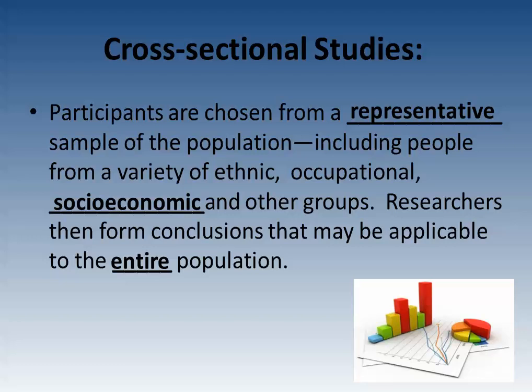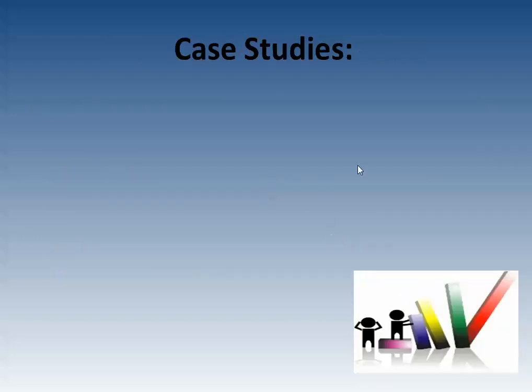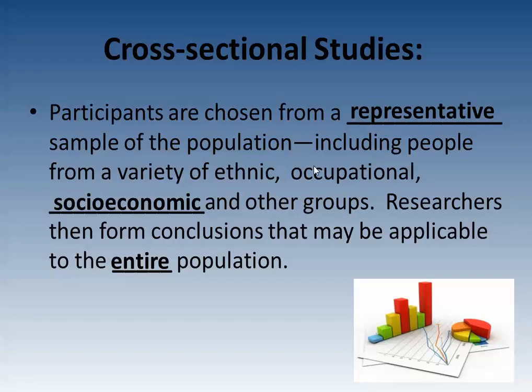Remember, as good researchers, we don't want to just survey one group of people. If we're really going to get a true study of something, we want to do a cross-sectional study where we're looking at obviously different ethnicities and different occupations that people have and different socioeconomic levels. So we want to look at the upper class, the middle class, and the lower class. We want a grouping of the entire population.